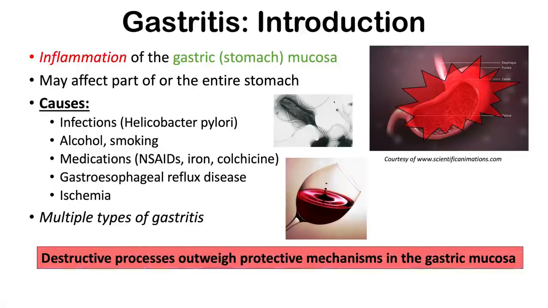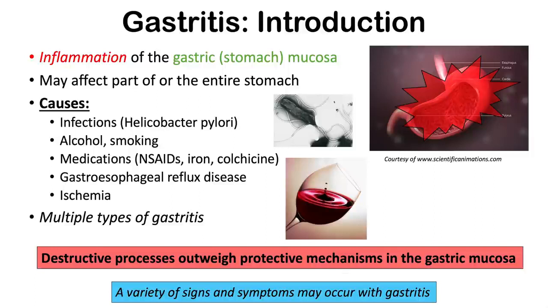Although there are many causes, they all have something in common. They all lead to increased destructive processes that outweigh protective mechanisms within the gastric mucosa. So in the lining of the stomach, in the gastric mucosa, there are natural protective mechanisms against damage. However, a lot of these causes either deplete the protective mechanisms or increase destructive processes that outweigh those protective mechanisms. So ultimately, they all have that in common.